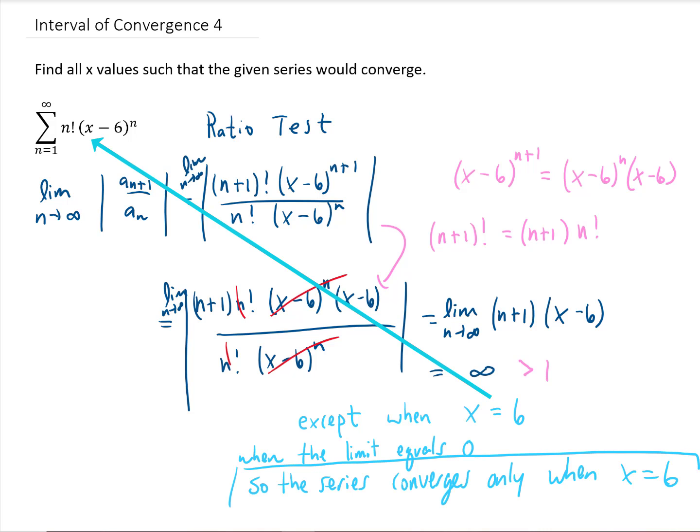So by the ratio test, the only way to get this series to converge is if we plugged in x equals 6. And that is it. That is the final answer to this problem.